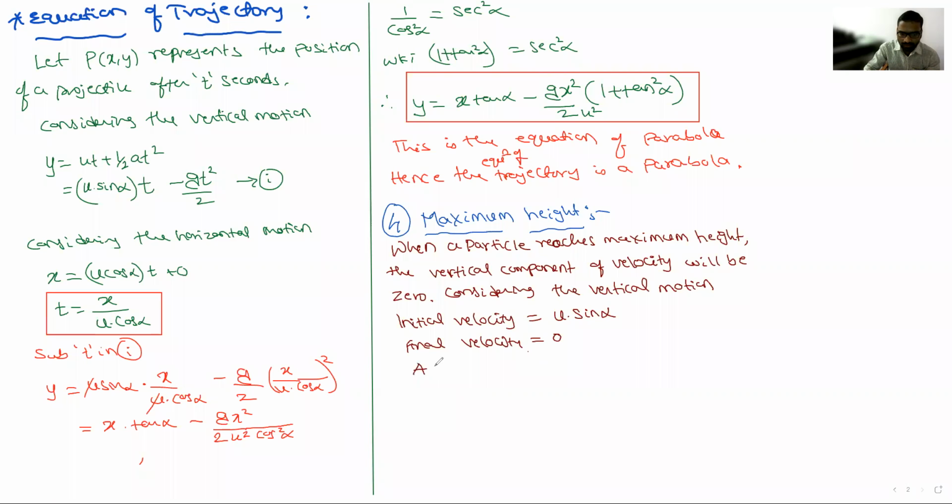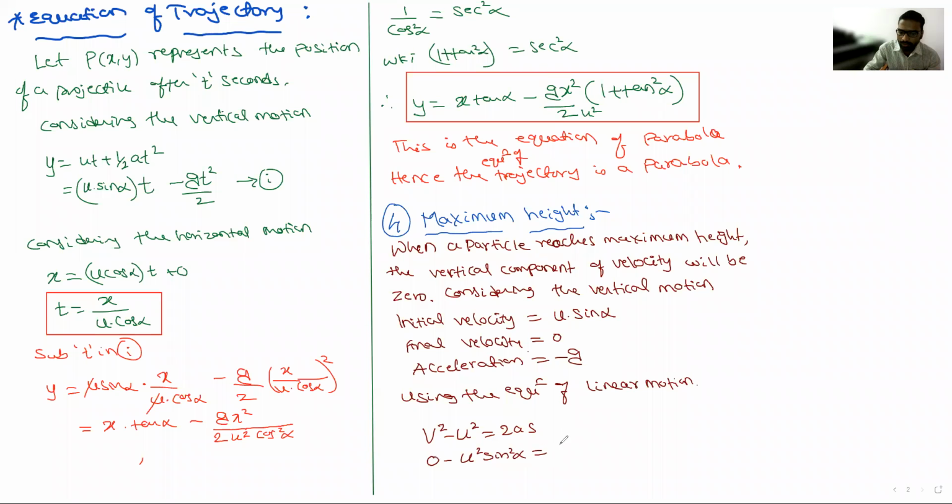And acceleration is equal to minus g. Then using the equation of linear motion, I want to determine h, knowing the initial and final velocity: v square minus u square is equal to 2as. What is final velocity v? Zero, minus initial velocity u sin alpha squared, so it is u square sin square alpha, is equal to 2 times a, which is minus g, into s.